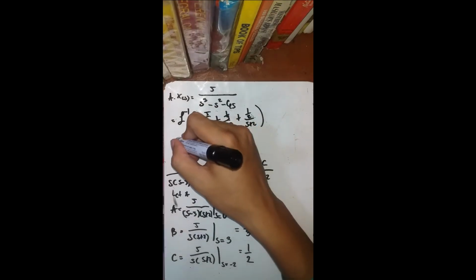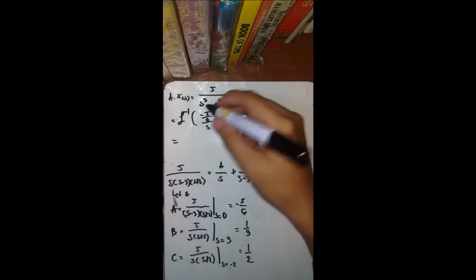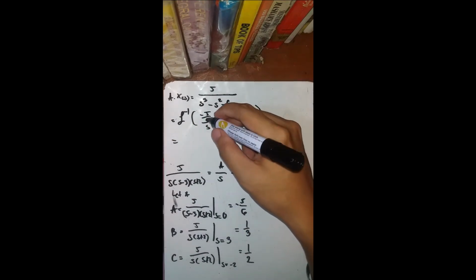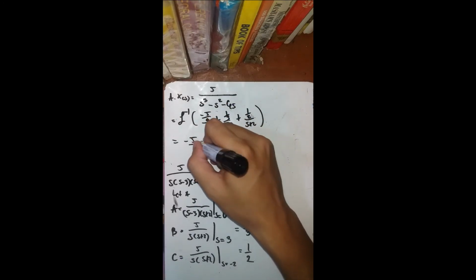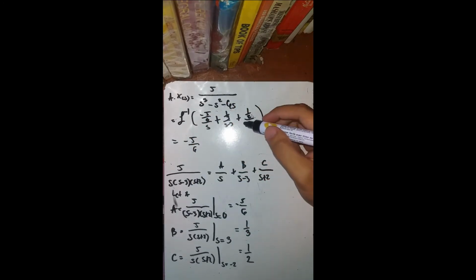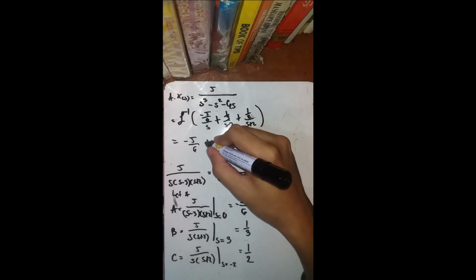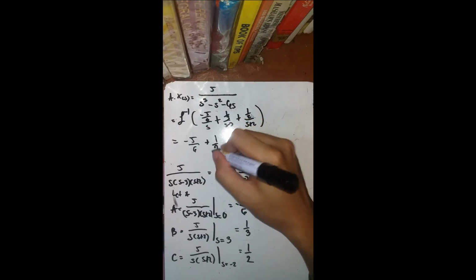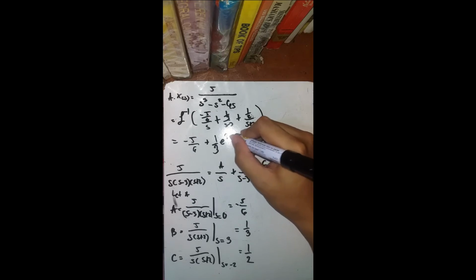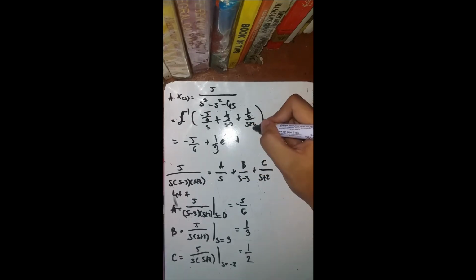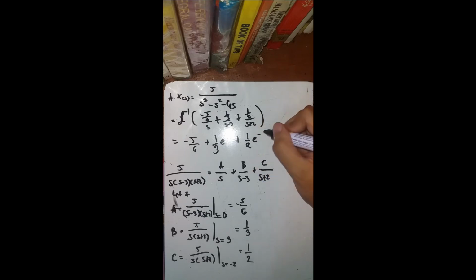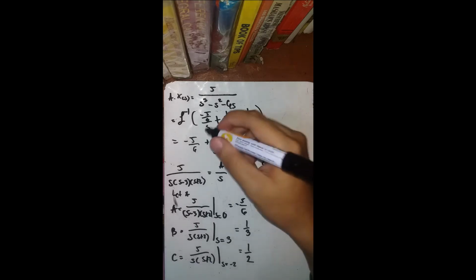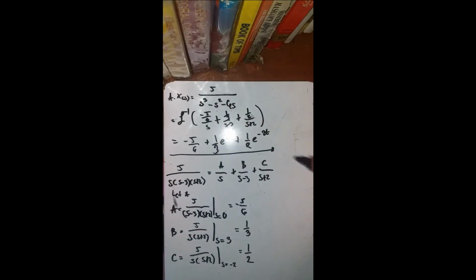Now by just looking at it, we can solve it easily. Here, this is actually your constant in inverse, so it's negative 5 over 6. Here we have a shifting of 3, so it's 1/3 e raised to 3t, plus we have another shifting, this time negative 2, so it's 1/2 e raised to negative 2t. So this is your final answer for letter A.